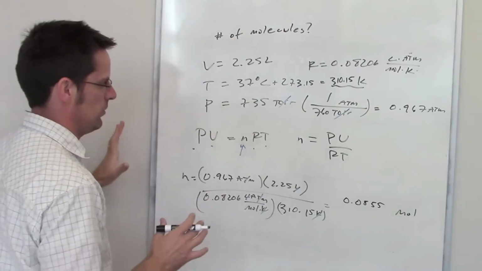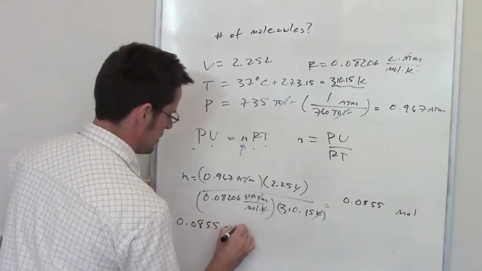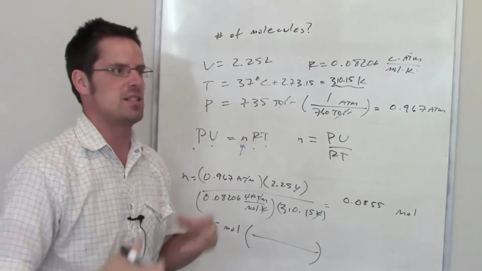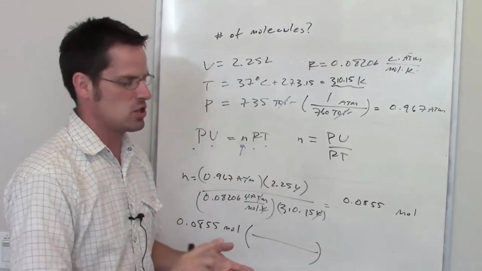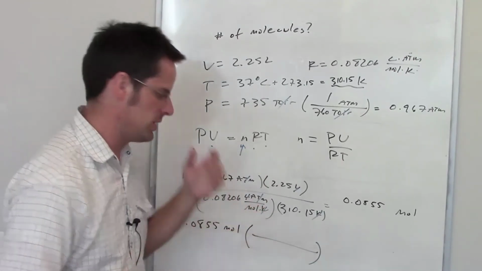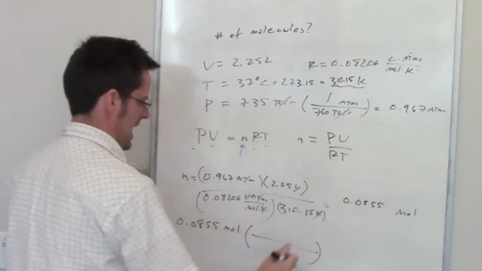Now the question isn't asking us to determine the number of moles, it's asking us to determine the number of molecules. I'm going to write down 0.0855, and it's just saying in a breath of air. A breath of air is not comprised of a single pure gas. It's got lots of different gases in it: oxygen, nitrogen, hydrogen, even some trace amounts of helium, argon, and other things. But that doesn't matter. I know the number of moles of gas.